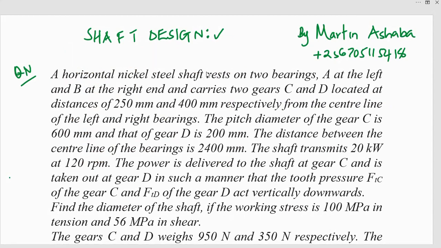In this video, we are looking at the design of machine elements, and in this particular video, we are looking at shaft design. A horizontal nickel steel shaft rests on two bearings, A at the left and B at the right end, and carries two gears C and D located at distances of 250 mm and 400 mm respectively from the center line of the left and right bearings.